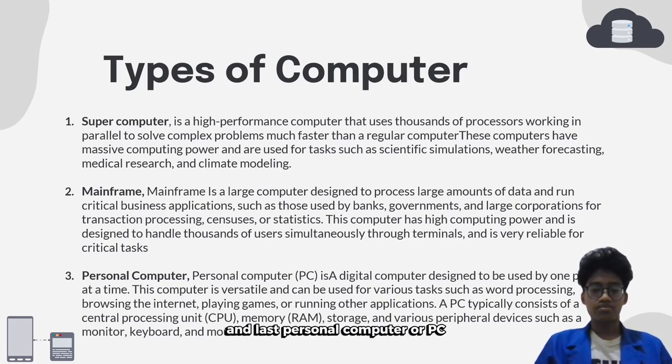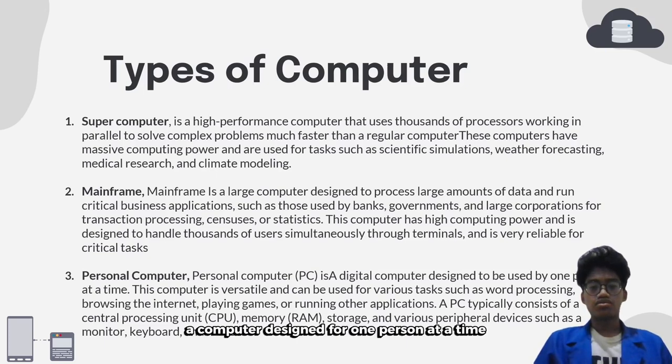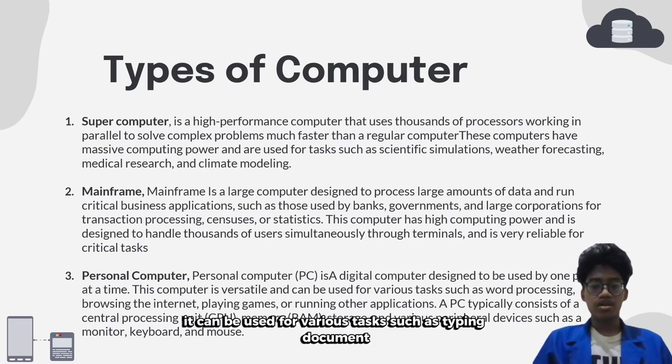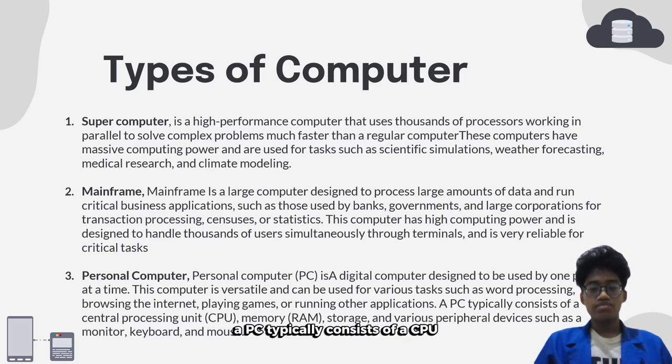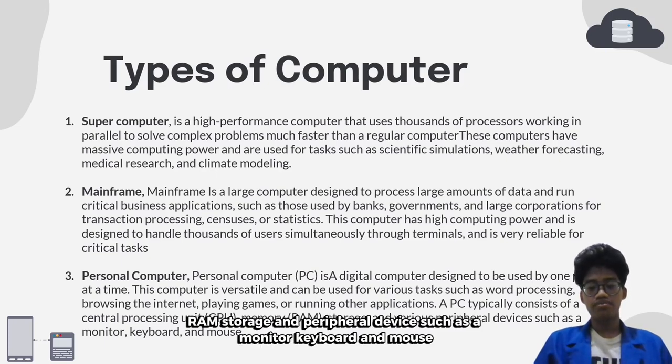And last, personal computer or PC. A computer designed for one person at a time. It can be used for various tasks such as typing documents, browsing the internet, playing games, or running applications. A PC typically consists of a CPU, RAM, storage, and peripheral devices such as a monitor, keyboard, and mouse.